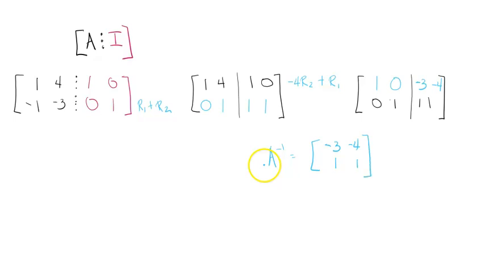And you would check it the same way. You would multiply A times A to the -1 to see if you get the identity, and A to the -1 times A to see if you get the identity. Not every square matrix is invertible. We're going to do a couple of examples to show you one that is and one that isn't.